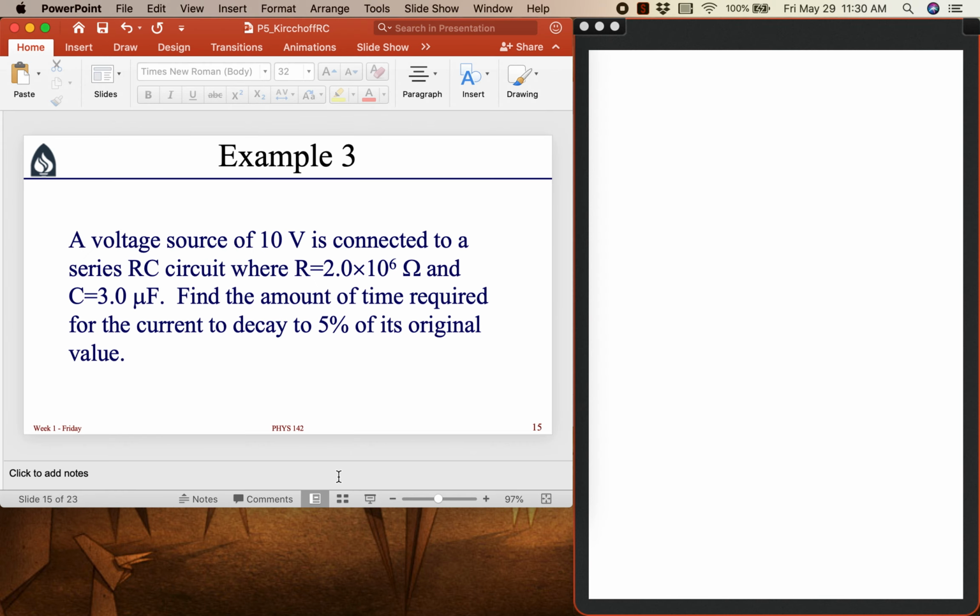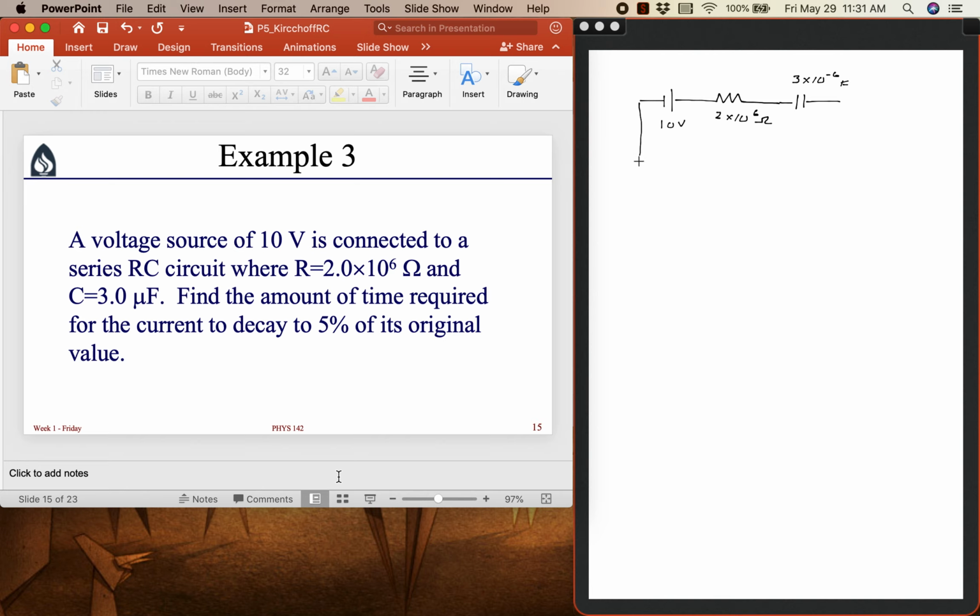So let's first just draw a picture of this circuit. In this circuit, we have a voltage source that's 10 volts. We also have a resistor, and the resistor has a value of 2 times 10 to the 6 ohms. And we also have a capacitor in the circuit, and the capacitor has a value of 3 microfarads, 3 times 10 to the minus 6 farads.